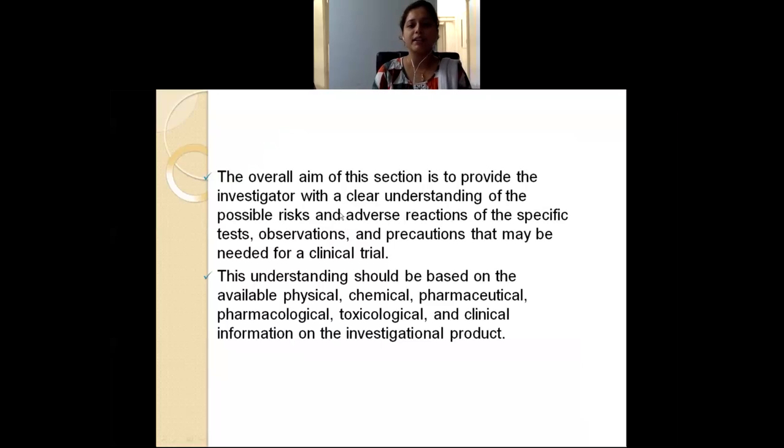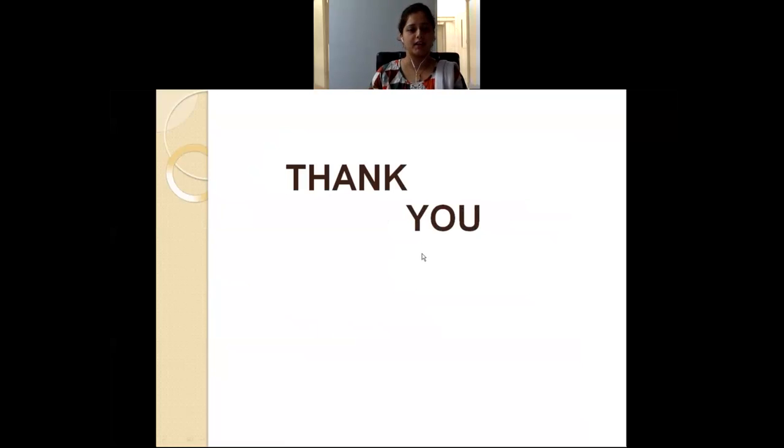So the overall aim of this section is to provide the investigator and other persons who are involved in this study with a clear understanding of any risk or any adverse reactions that are observed, any precautions to be taken during our clinical trial. So basically, it is a compilation of our clinical results as well as our non-clinical data that will include each and every property, physical property, chemical property, pharmaceutical property, any pharmacological effect, toxicological effect, clinical information of our investigational products. So this is regarding our investigator's brochure.